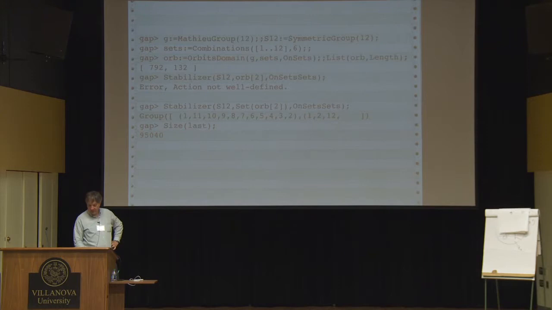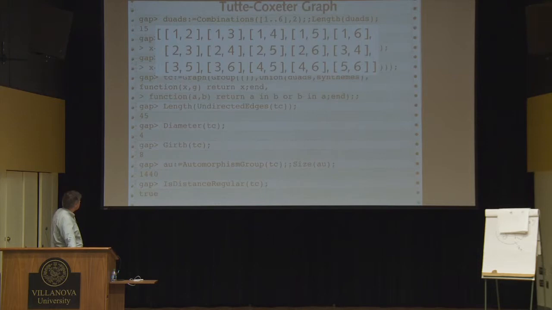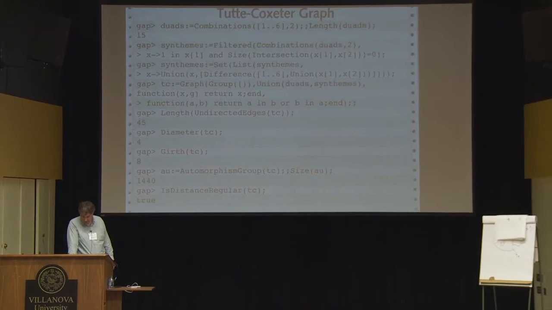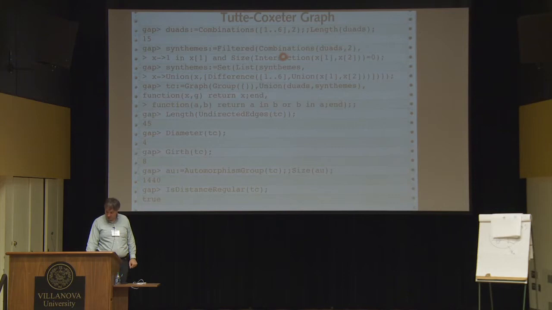For a more graph theoretic example, let me briefly construct what is called the Tutte-Coxeter graph. So I start with what Sylvester called duads and synthemes. Duads are subsets of 1 to 6 of order 2. Synthemes are partitions of the points 1 to 6 into triples of duads, and that's what I'm doing here. The way I'm forming these is that I first take pairs of duads which don't intersect, and then finally add the remaining 2 points as a last set.